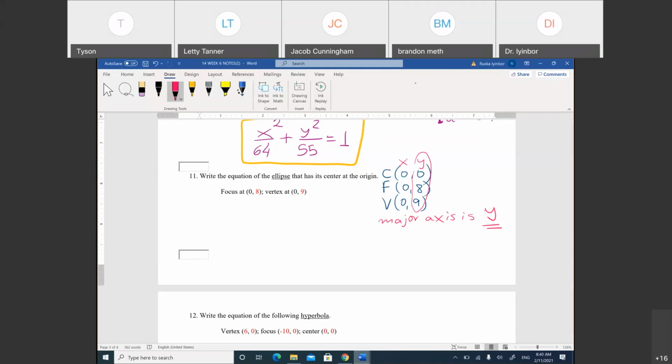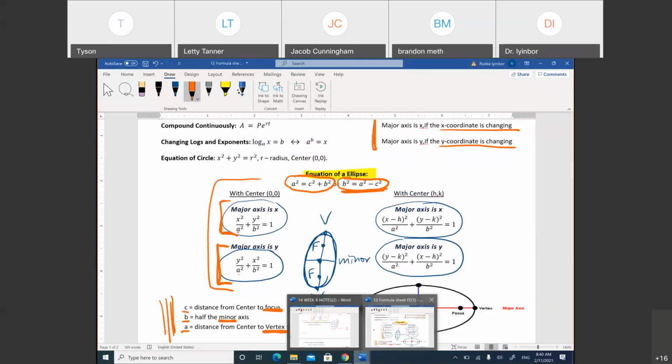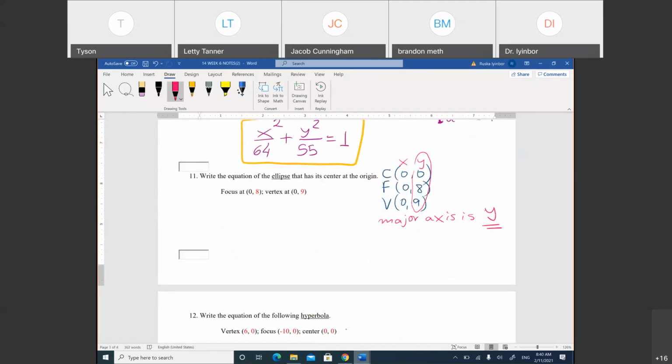So now I need to get which equation I'm going to use. I'm going to use this one down here, because the major axis is y. So what is the difference between major axis x and major axis y? If the major axis is x, then x is above a squared. Now, if the major axis is y, y is going to be above a squared. Okay, so that's the difference. So the major axis is always above the bigger number. Keep that in mind, because the major axis is always bigger than the minor axis in the ellipse.